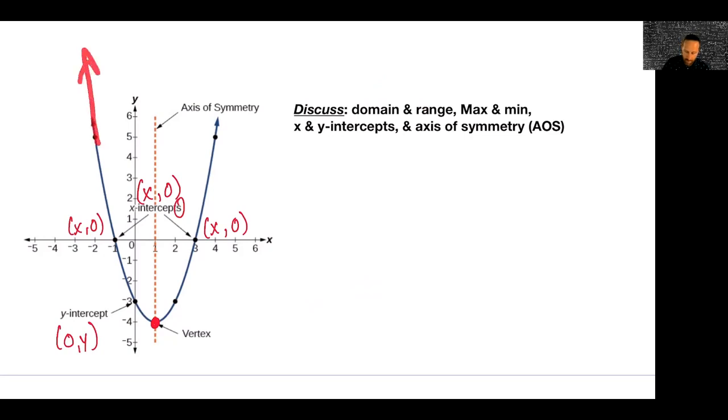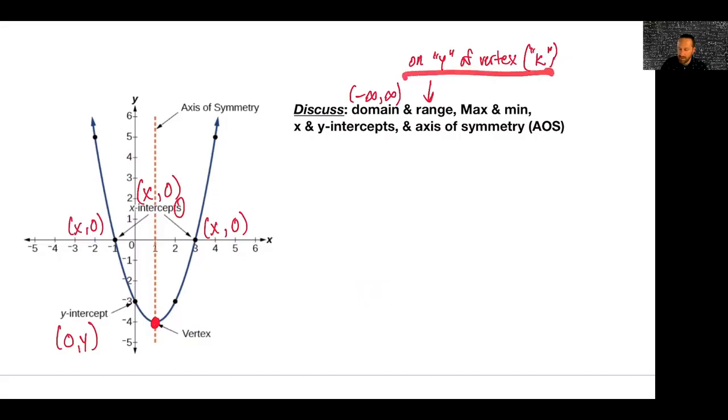So with parabolas, whether they're facing up or down, they will slowly go out forever in either direction. So our domain will always be all real numbers, or in interval notation, negative infinity to positive infinity. But our range will not. Our range will depend on the y of our vertex, or the k value in our standard or vertex form. Okay? It will also depend on not just the y of the vertex, but also the direction of our parabola.